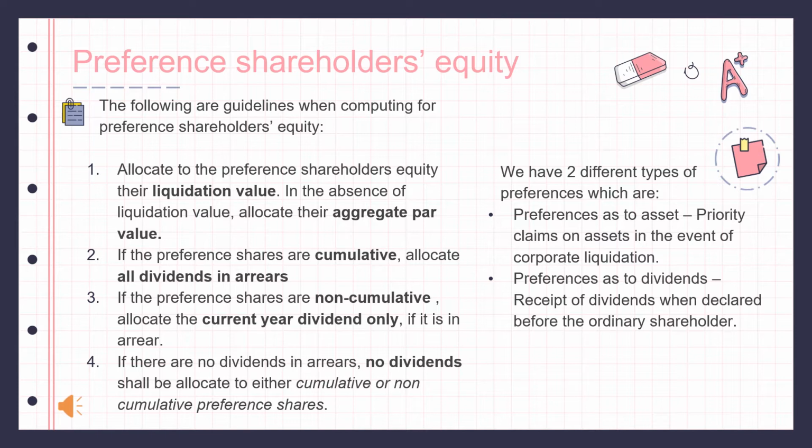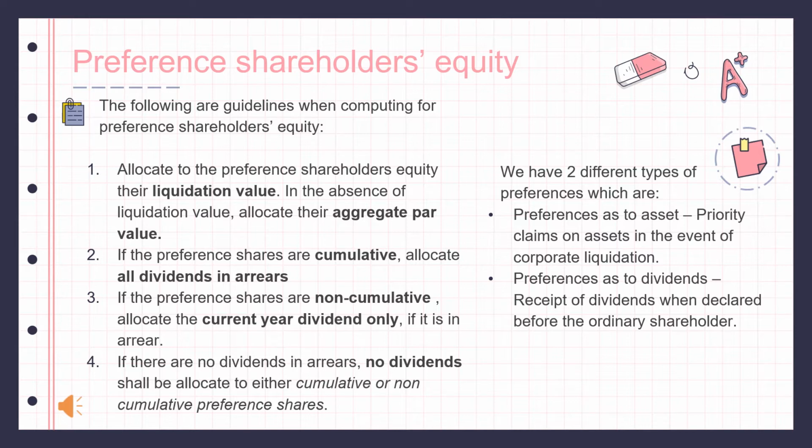Number 2, if the preference shares are cumulative, allocate all dividends in arrears. Pag sinabing cumulative, lahat ng dividend including the previous 3 years ay matatanggap ng preference shareholders. Number 3, if the preference shares are non-cumulative, allocate the current year dividend only if it is in arrears. So, pag naman non-cumulative, yung current year lang matatanggap. Number 4, if there are no dividends in arrears, no dividend shall be allocated to either cumulative or non-cumulative preference shares. So, pag walang dividend, wala ring mabigay sa cumulative at non-cumulative preference shares.